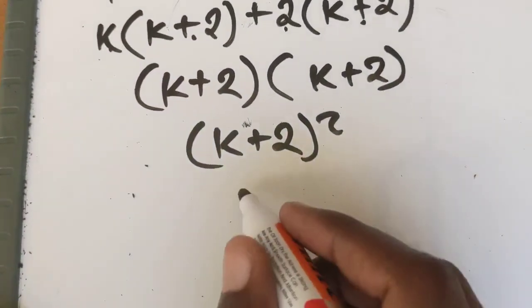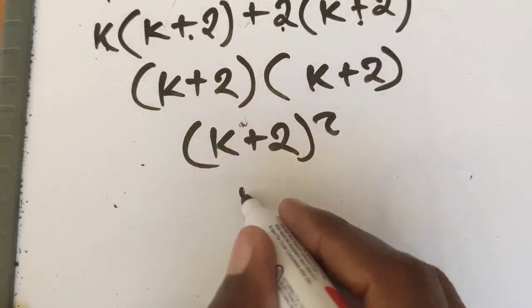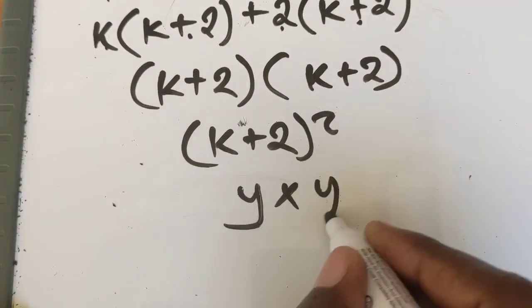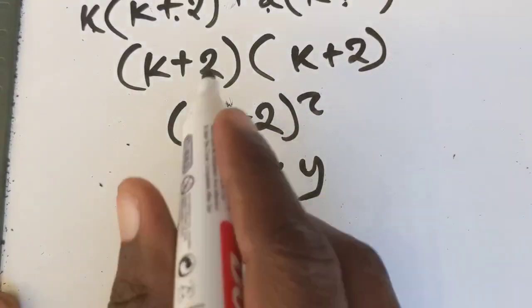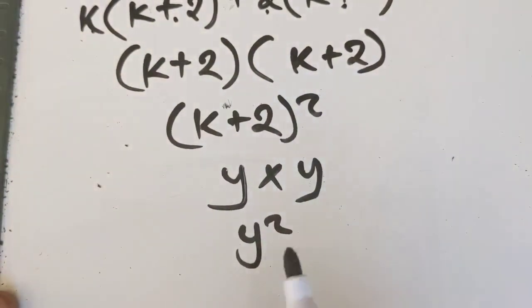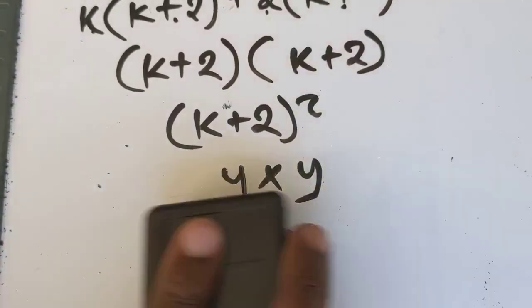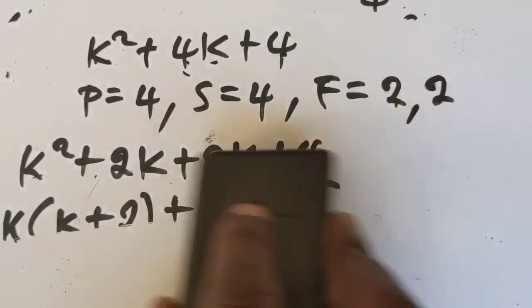If you're multiplying y times y, what is it? Y squared. This is what I'm saying: when you multiply this part times that part, you are going to have a square like that. So that is how you prove that. We have proved that the statement is true for n equal to k plus 1. That is the third step.